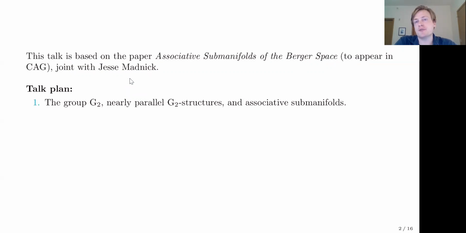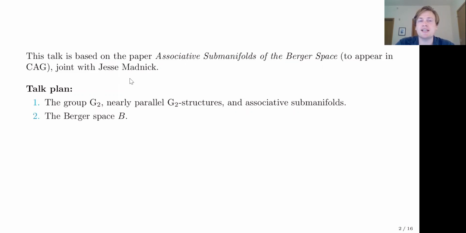We want to study associative submanifolds of the Berger space. So we need to explain what are associative submanifolds and then also what is the Berger space before we can really talk about the results. So I'll begin by explaining what associative submanifolds are, and to talk about those, we need to talk about the group G2 and a little bit of stuff about nearly parallel G2 structures and their relationship to the theory of exceptional holonomy. So I'll begin with that, and then I'll give the background about the Berger space itself.